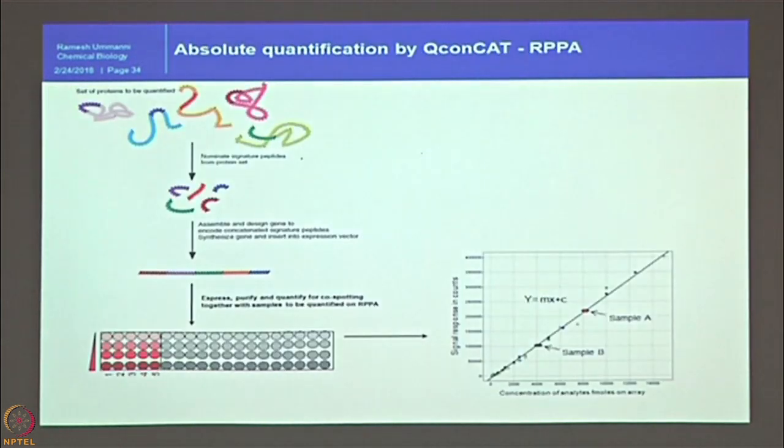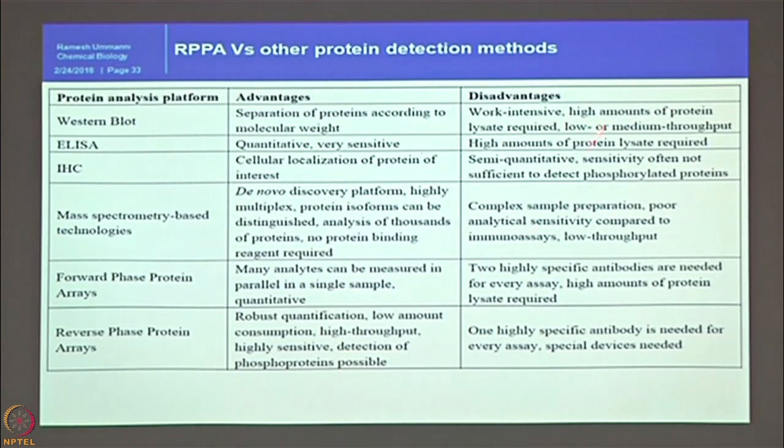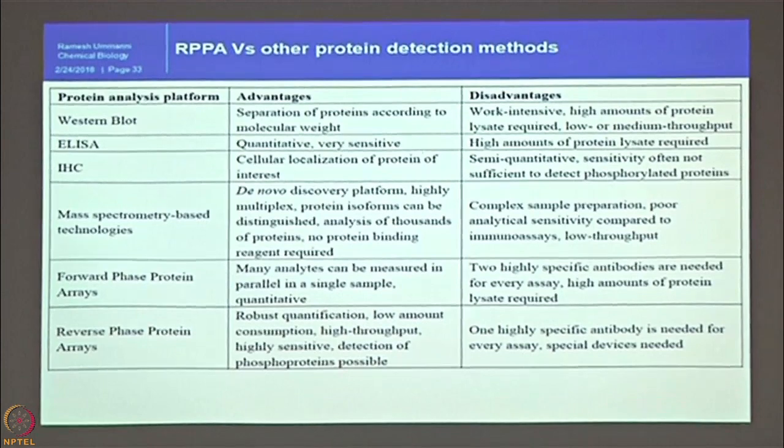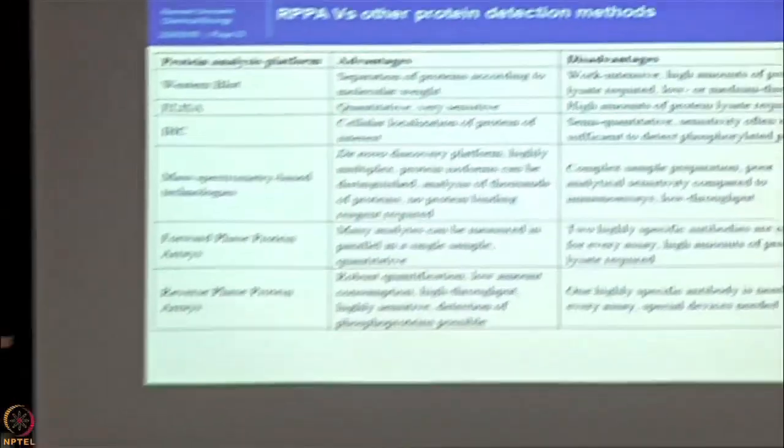Then ELISA, but the disadvantages are that it is very work intensive, a high amount of protein is required, and it is very low throughput. At maximum we can do medium throughput, which is not sufficient to analyze thousands of samples. And ELISA is quantitative and very sensitive, but it requires a high amount of lysate.